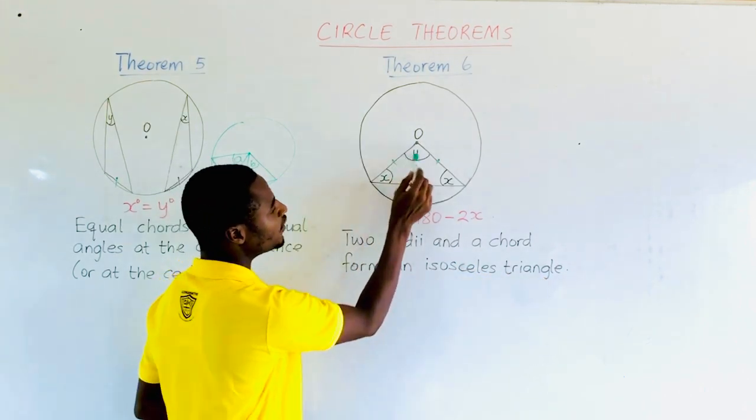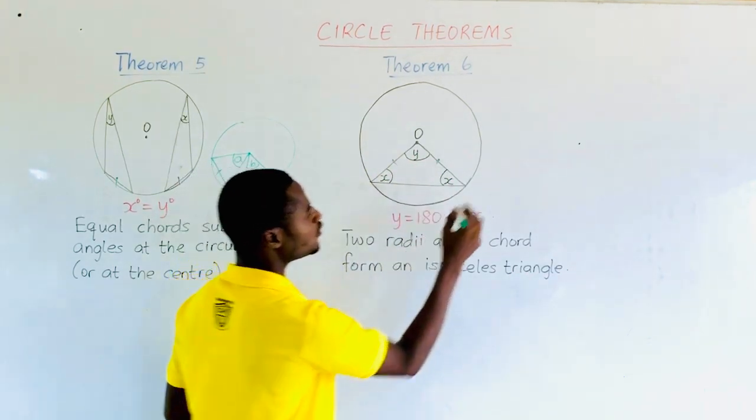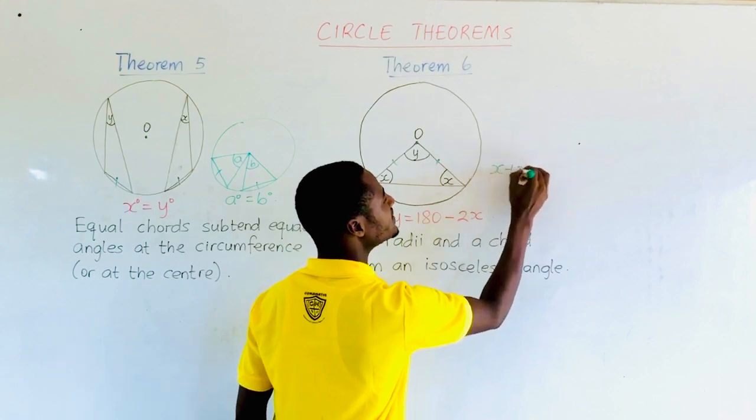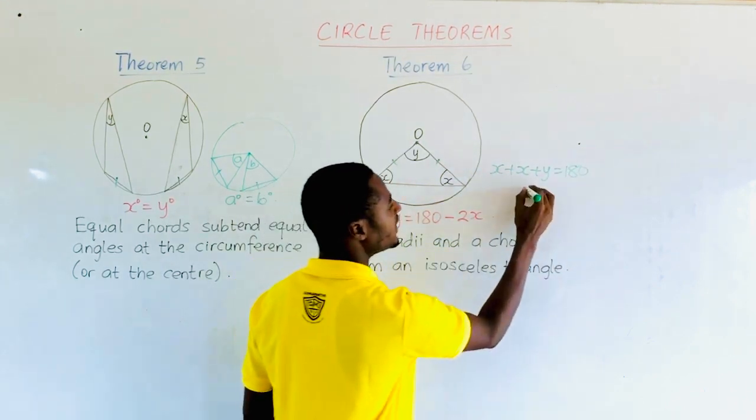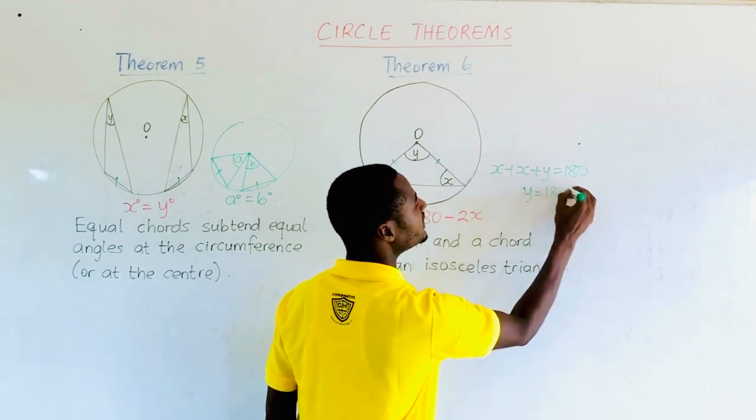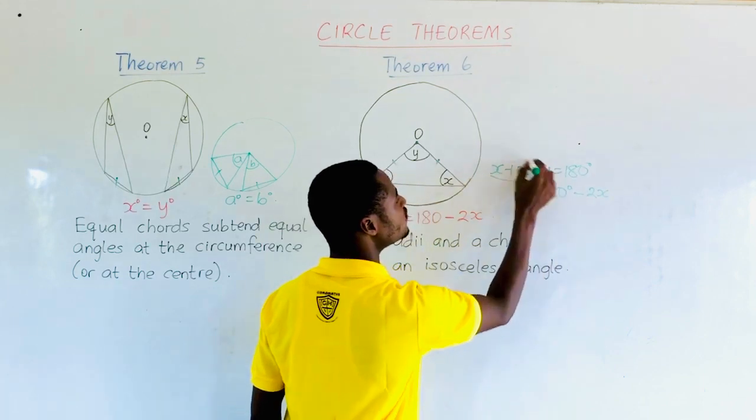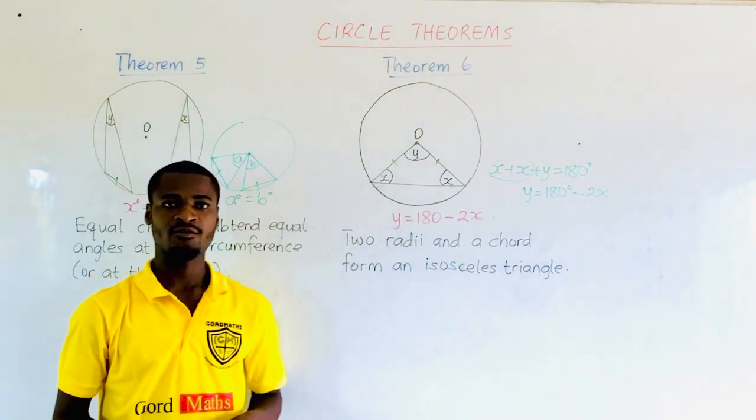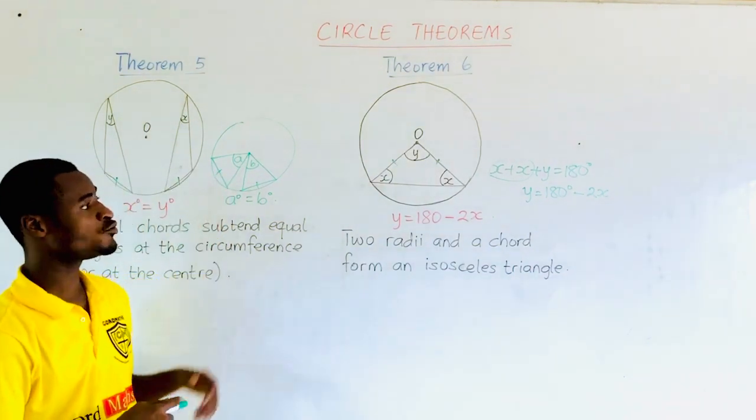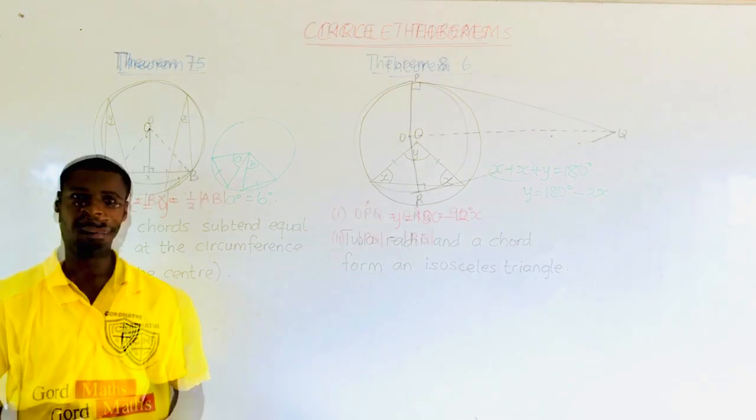Also, the sum of angles in a triangle is 180 degrees. And so we will have x plus y to be equal to 180 degrees. Then y will be equal to 180 degrees minus 2x. That is 2x here crossing to the other side of the equal sign. We will also look at the final 2 theorems of a circle and then take further examples.